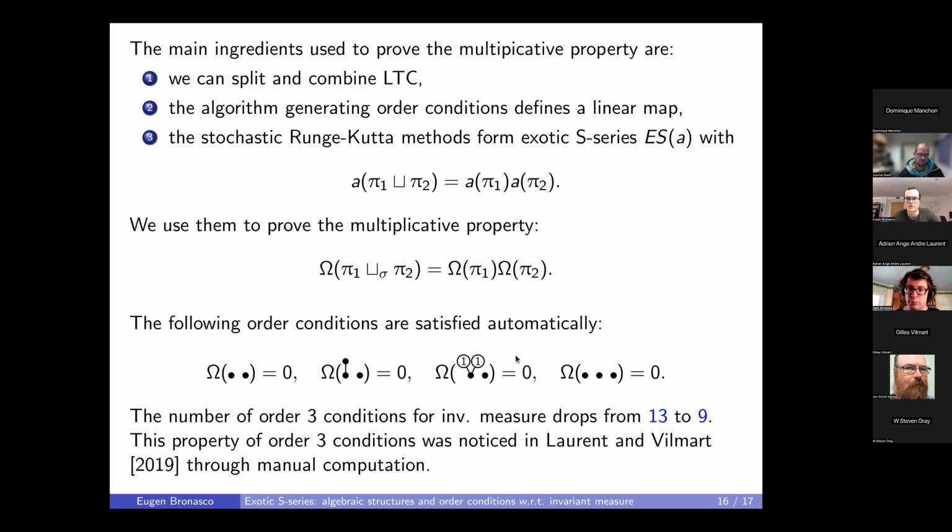They are satisfied automatically, which means that when we apply the algorithm, we generate 13 order conditions with respect to invariant measure for order 3. And using this property, we decrease the number of order conditions from 13 to 9. And originally, this property for order 3 was noticed in the paper by Adrien Laurent and Gilles Vilmart, 2019, through manual computations. But here we generalize this property.